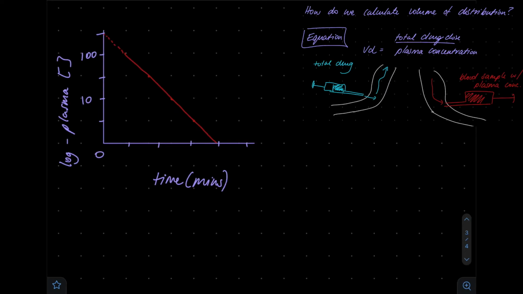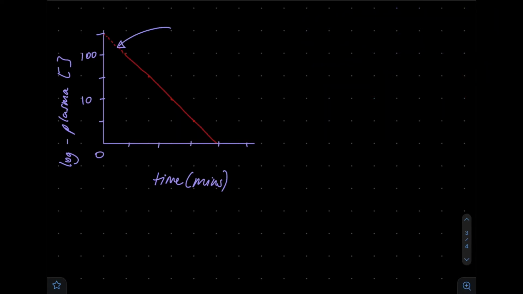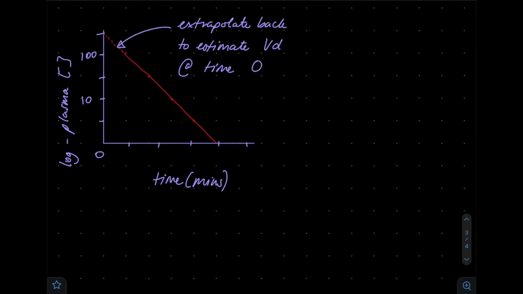To do that, we take multiple blood samples over time and plot the plasma concentration on a graph. Notice that the y-axis has the log of plasma concentration. This helps to produce a straight line so that we can more easily extrapolate back to time zero, and so we get our estimate of the drug plasma concentration at time zero. Now if we did not use a semi-log plot, we'd be starting with an exponential curve, and this would make it more difficult to extrapolate the curve back to time zero.